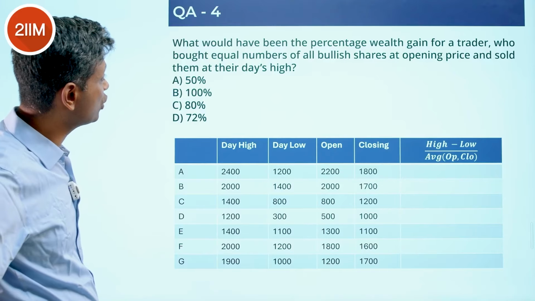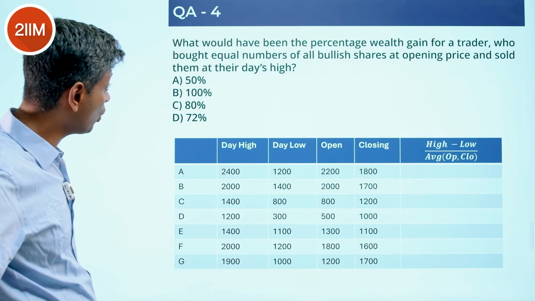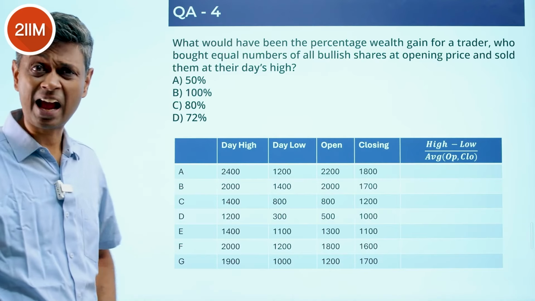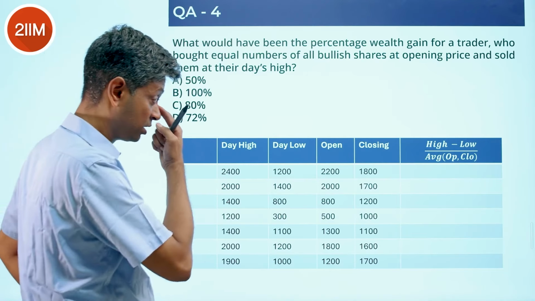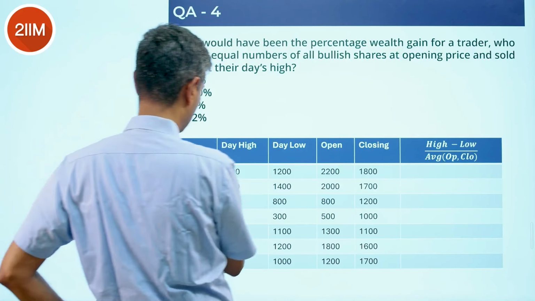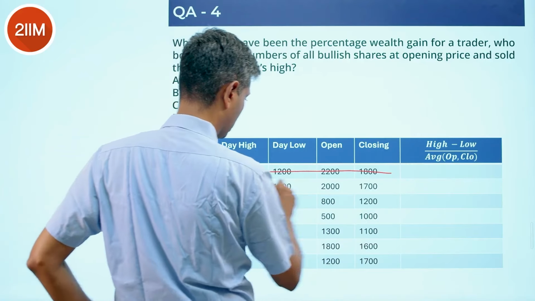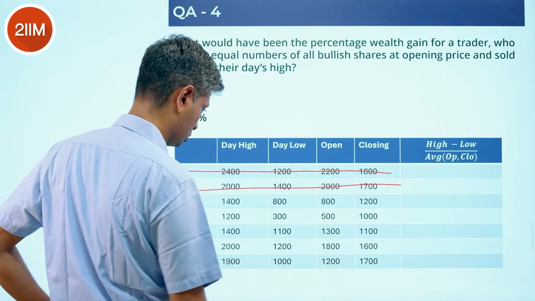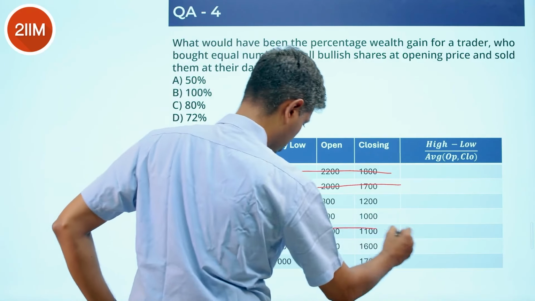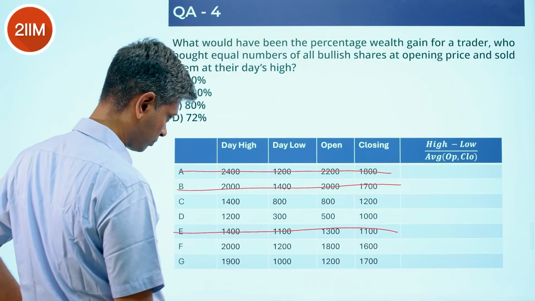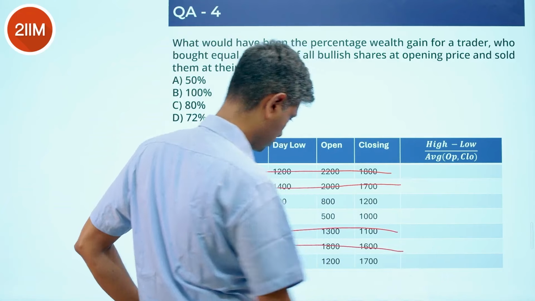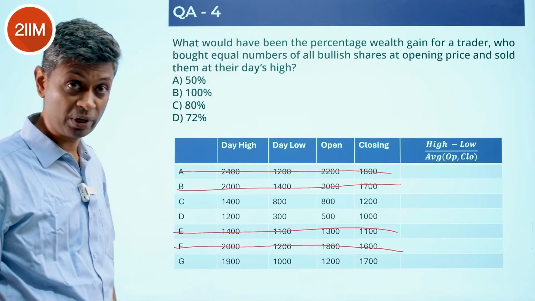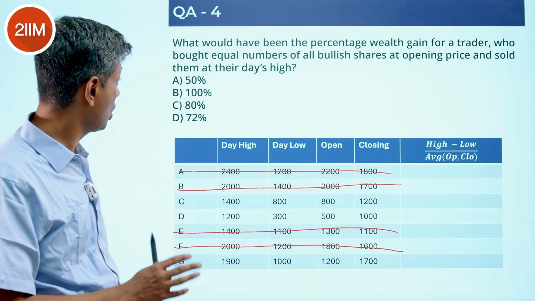What would have been the percentage wealth gain for a trader who bought equal amounts of all bullish shares at opening price and sold them at their day's high? What are the bullish shares? Opening is less than closing, not this, not this. This is good. This is good. E is not. Nice. 1800 to 1600, these are all loss making ones. We're talking about only bullish shares.